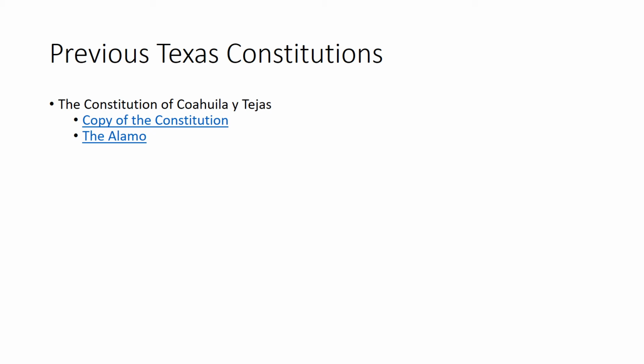Under the provisions of the 1824 Constitution, the state of Coahuila y Texas was formed. The new state was required to enact a state constitution. The Constitution of Coahuila y Texas was passed in 1827, making this the first constitution of what was then the Texas Territory.